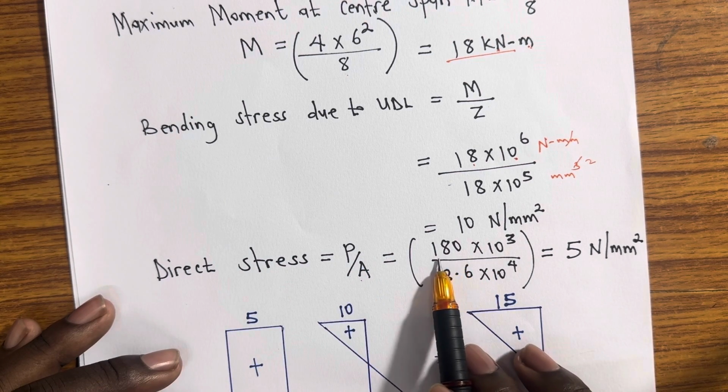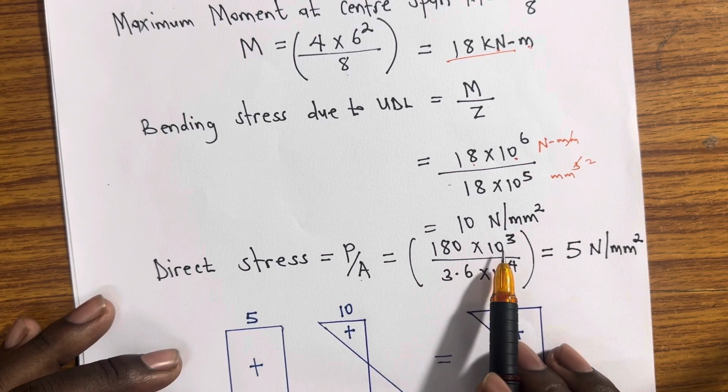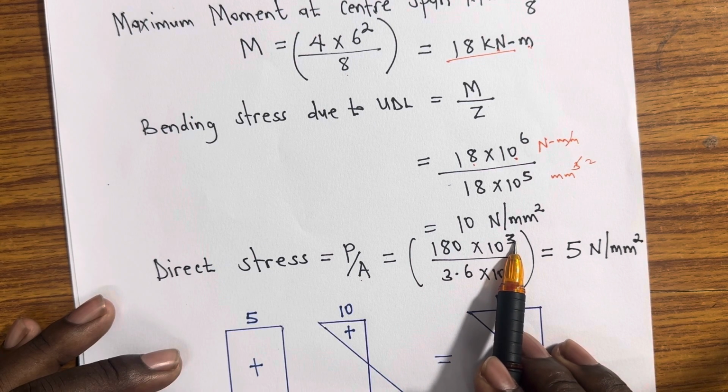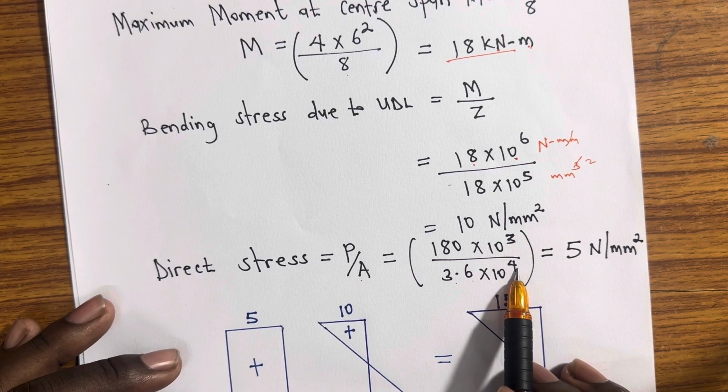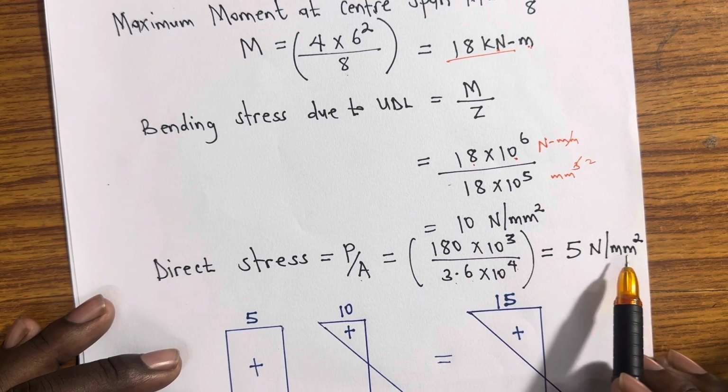We can as well calculate the direct stress, P by A. So P is 180 kilonewton. So you multiply by 10 to the power 3 to convert to Newton. Divide by area, which is 3.6 times 10 to the power 4. So we're getting 5 Newton per mm square.